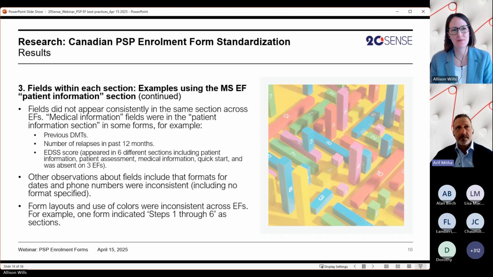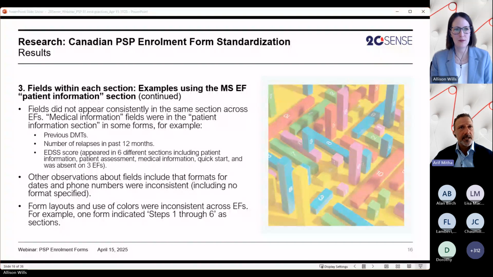So, continuing on that same MS patient information section, fields do not appear consistently in the same section across enrollment forms. Medical information fields were in the patient information section, which was on that graph on the previous slide. For example, previous DMTs, the previous disease modifying therapies, like which drug the patient was on previously, number of relapses, and EDSS score, which is a score for MS patients. These are all medical fields, and they were sometimes within the patient information section.